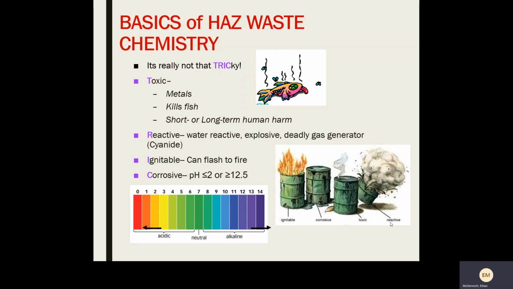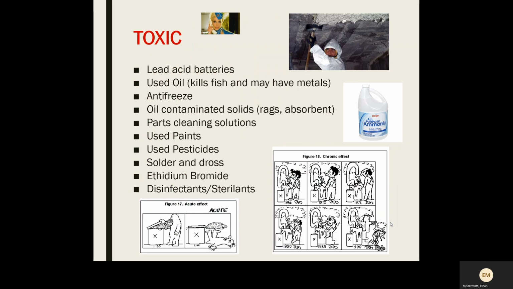If your waste is T, toxic, R, reactive, I, ignitable, or C, corrosive, then your waste is a hazardous waste. We'll go over the specifics of each characteristic in the next few slides. Let's start with T, toxic.